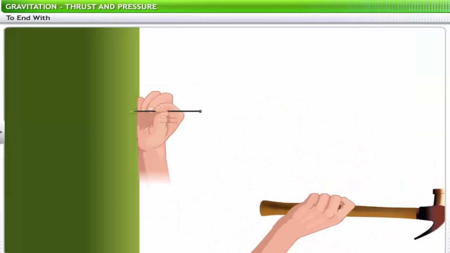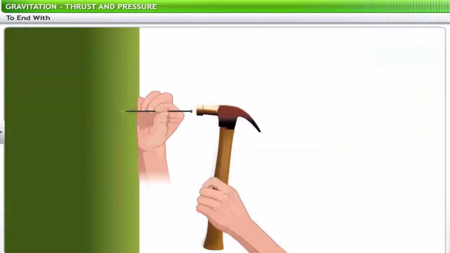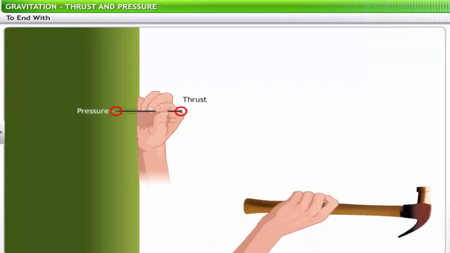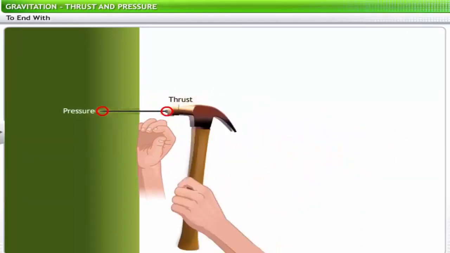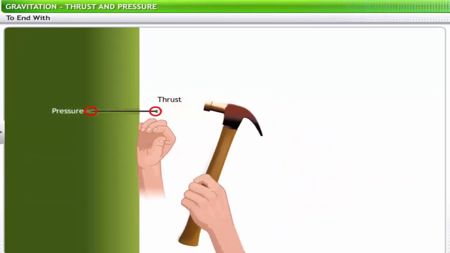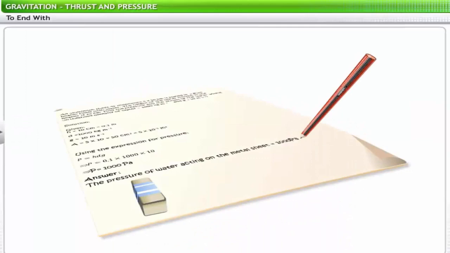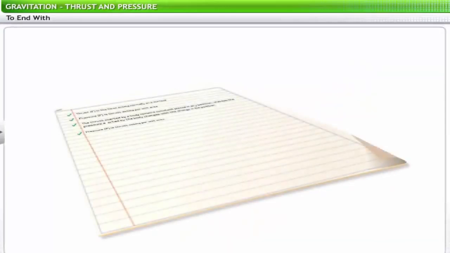This brings us to the end of the lesson on thrust and pressure. In this lesson, you learned about the concept of thrust and pressure, the expression to calculate pressure in a liquid, and applications of thrust and pressure. The section on solved problems provides you an opportunity to review some model problems based on these concepts. To revisit the key points covered in this lesson, please review the flashcard.